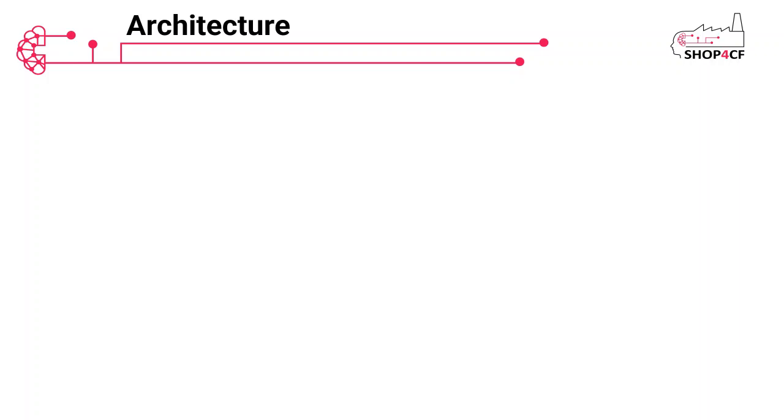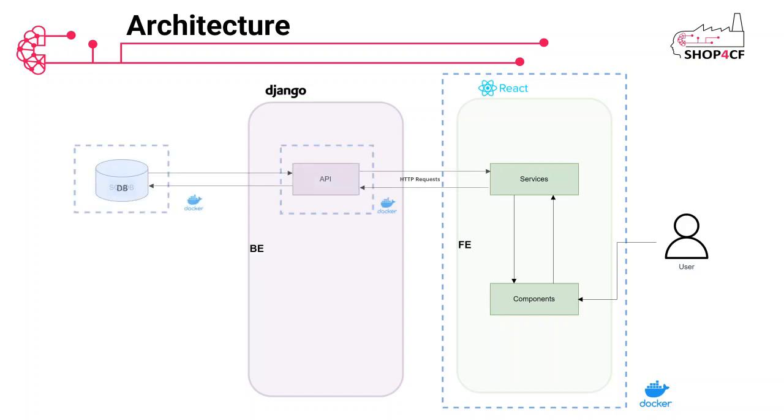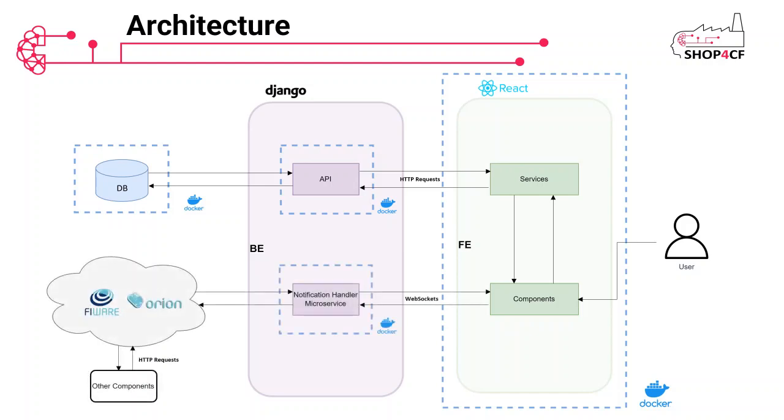Regarding architecture, ADIN is composed of two main blocks, a front-end and a back-end. The user interacts with the components of the front-end, performing actions and requests. These requests are processed on the back-end by the API, which retrieves the necessary data from the database and sends it back to the front-end. On the other hand, the Notification Handler microservice handles the bidirectional communication between ADIN and FIWARE.